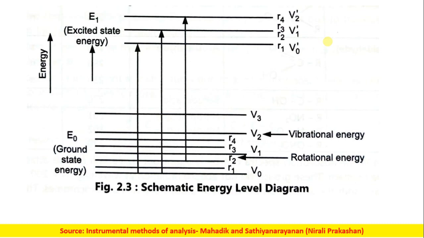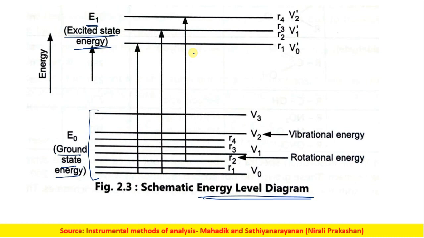This is called the energy level diagram. You must have heard that there are two states. One is the ground state, regarded as E0. When you give some energy to the electrons present in the ground state, they go to the E1 state, which is an excited energy state. The electrons are moving from the ground state to an excited state, so it is called an electronic transition.